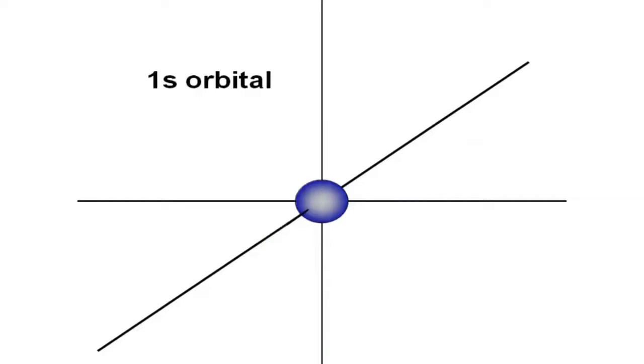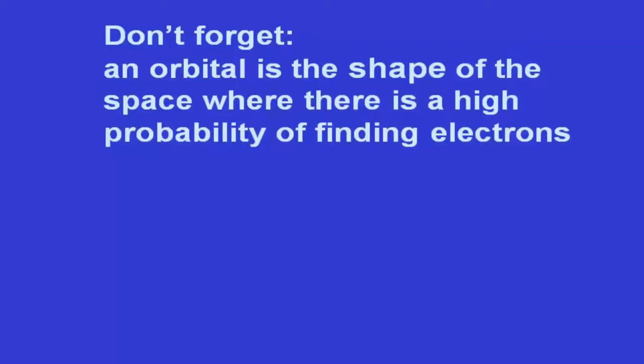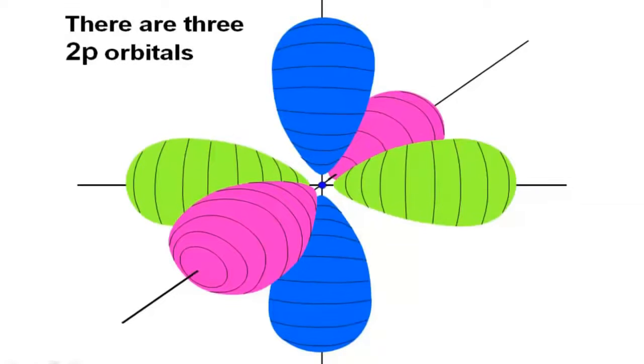And here, just to review, we have the 1s orbital that has 2 electrons. We have the 2s orbital that has 2 electrons. Don't forget, the orbital is the shape of the space where there's a high probability of finding electrons, 90%. S orbitals are spheres. What about that fifth electron? The fifth electron is going to start filling the 2p orbitals. So here we have a different shape. Here we have the p shape.